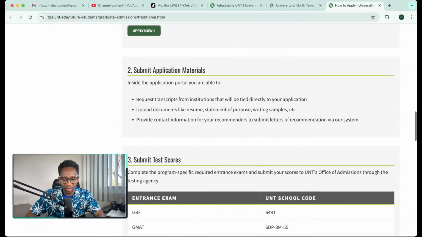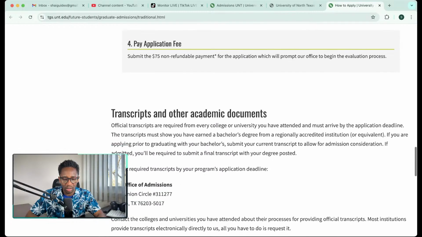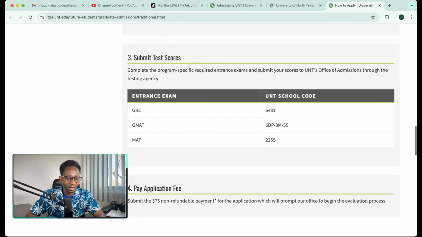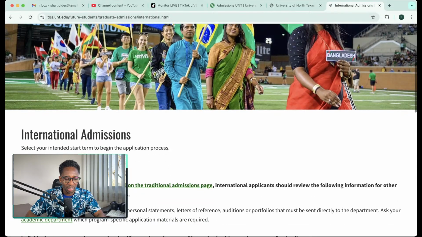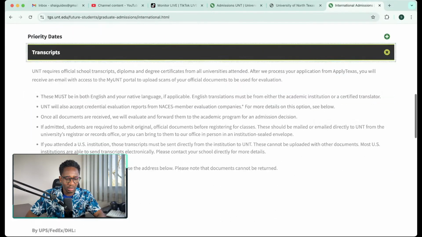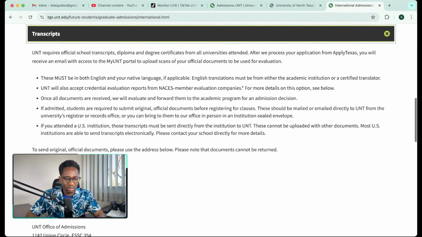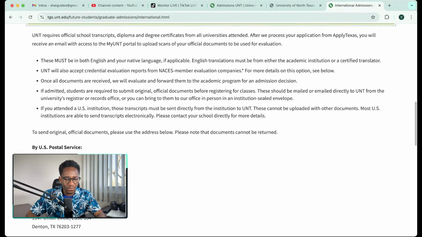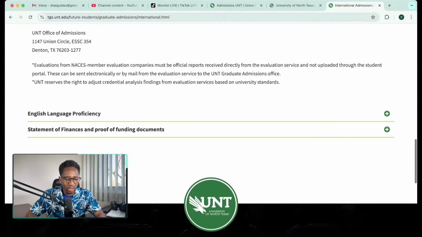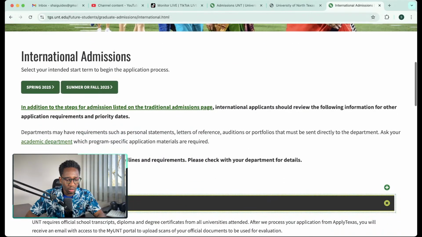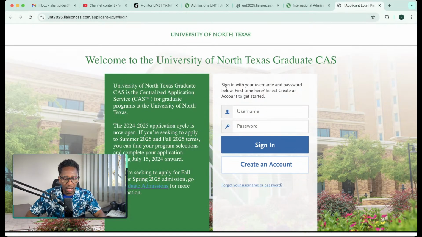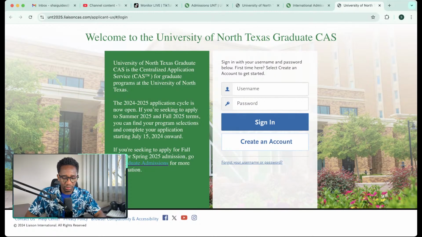Wow, this is... well, let's go to international and see transcripts. Oh boy. Okay, well, yeah, let's forget about it. Let's just say it's not true, right? Let's say it's not true.